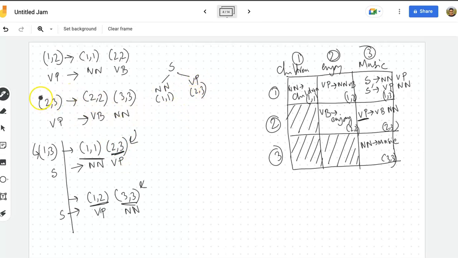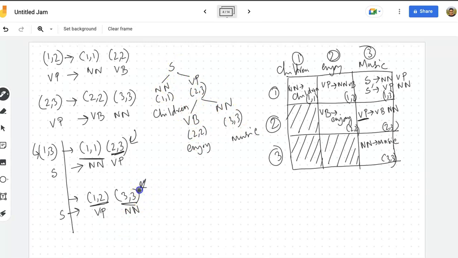If you go to 2, 3 here, you can see there is a rule VP to VB NN, which is 2, 2 and 3, 3. Now what is 1, 1? 1, 1 is the first word, children. What is 2, 2? It is enjoy. And 3, 3 is the last word, music. So this is one of the parts: NN, VP, VB, NN.